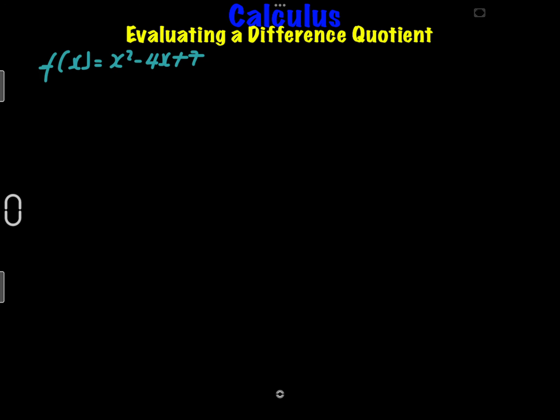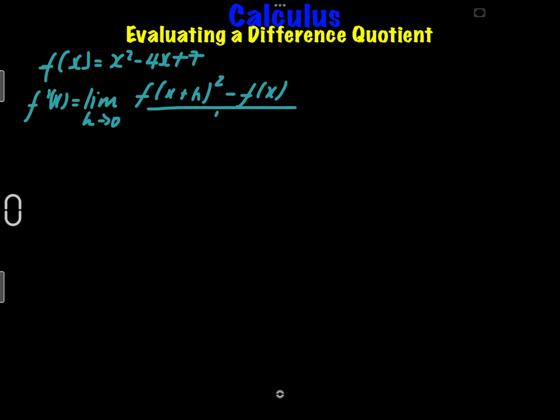Now, given the scope of this function and we need to find the derivative of this function itself, what we need to do is to first start expressing our derivative in terms of f prime of x is equal to the limit as h approaches 0 of f of x plus h raised to the second power minus f of x, close bracket, all divided by h. Now remember, h in this instance cannot be equal to 0.